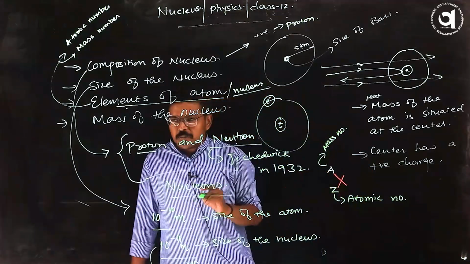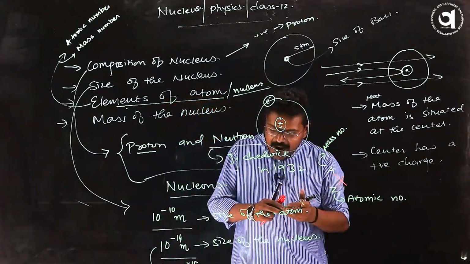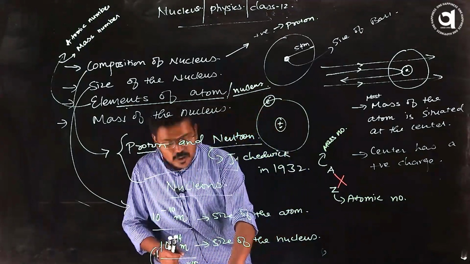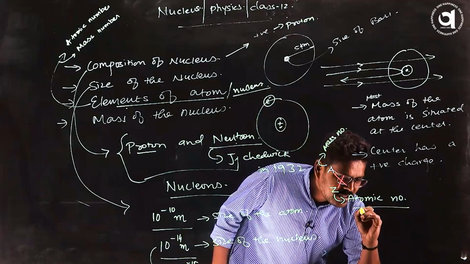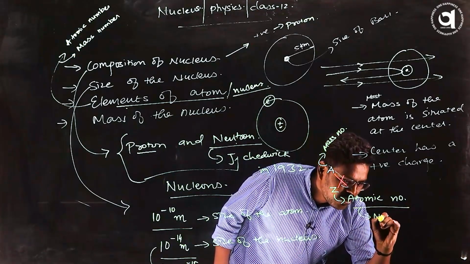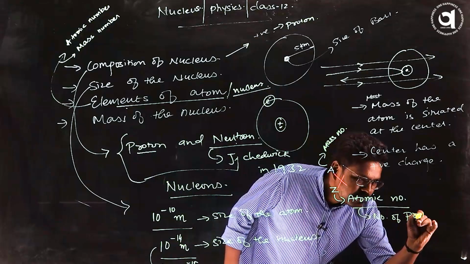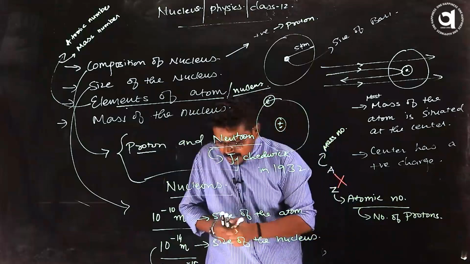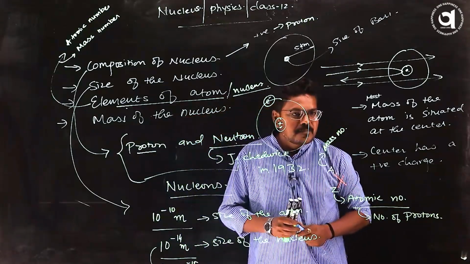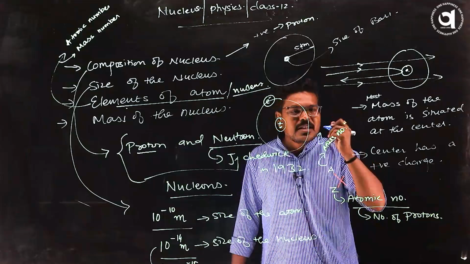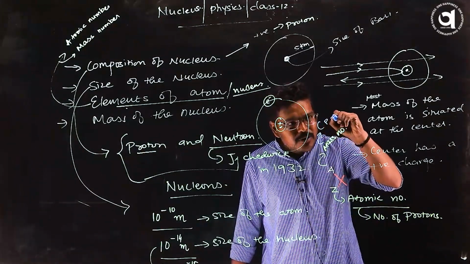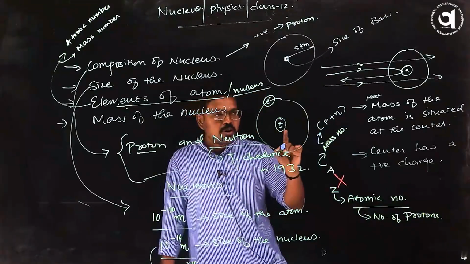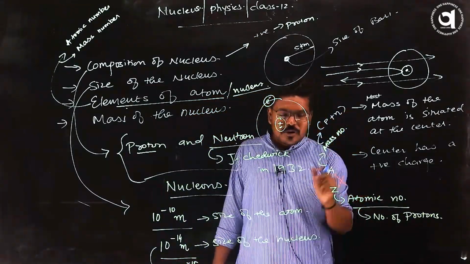This Z is called atomic number, A is called mass number, and you will be very surprised when you come to know that the atomic number is nothing but the number of protons. And the mass number is nothing but the number of protons plus neutrons. Okay, mass number is what? Number of protons plus number of neutrons.